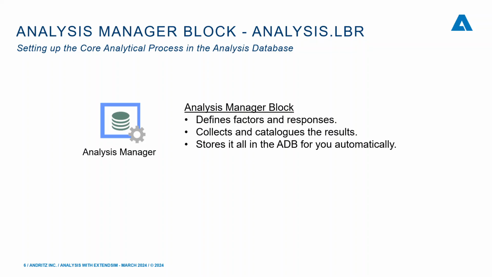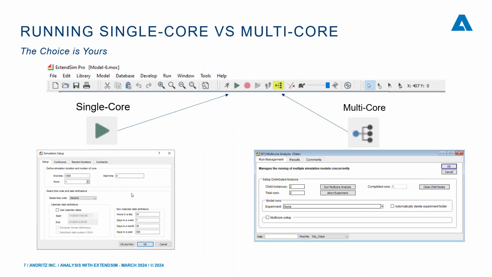In the Chapter 1 video, we show an ExtendSim example of how to work with this block. Note this block will be made available in the 2024 R1 release. Once you've set up your core process using the Analysis Manager block, you now have two choices to make. How many replications do you want to execute, and how many cores will be used to run those replications?